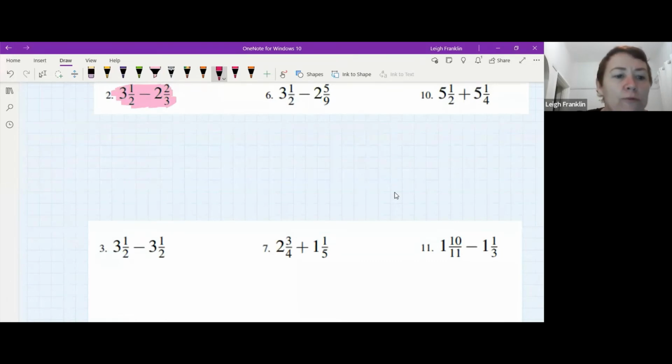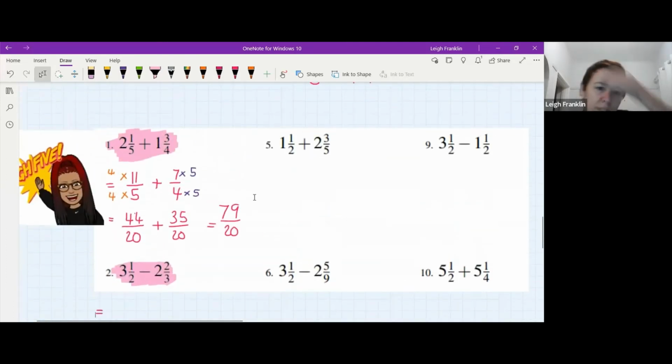All right, now the first thing that we want to do is take 3 and 1 over 2, which is a mixed fraction, and we want to make it into an? Proper fraction. Exactly, an improper fraction. And how do we do that? How do we make mixed numbers into improper fractions? Ma'am, I'm not really sure. Okay, so what we do is this.